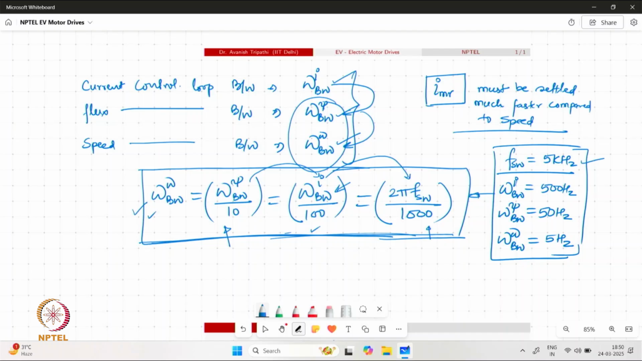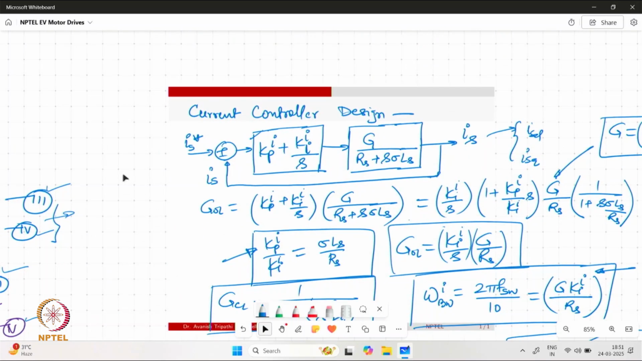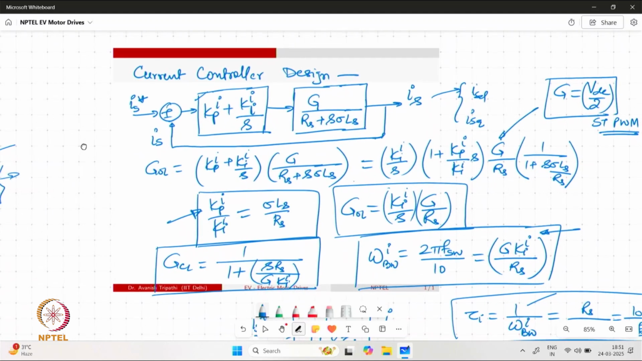We have taken an example as well: if the switching frequency is somewhere around 5 kilohertz, we are going to see these kinds of numbers in the bandwidth of the system. The bandwidth for the current control loop is going to correspond to 500 hertz, the bandwidth for the flux control loop to 50 hertz, and the bandwidth for the speed control loop to 5 hertz. So this is how the numbers can be decided, and then we can take up the design of each controller independently.